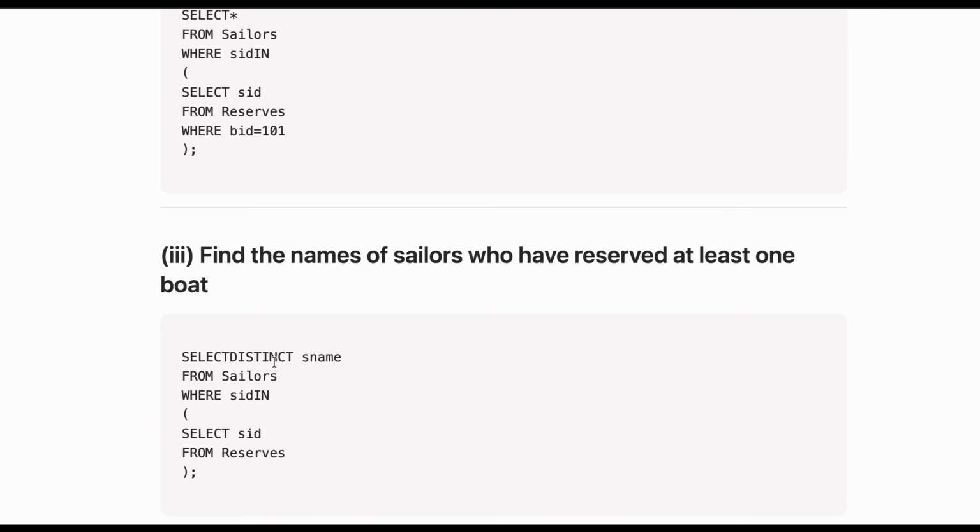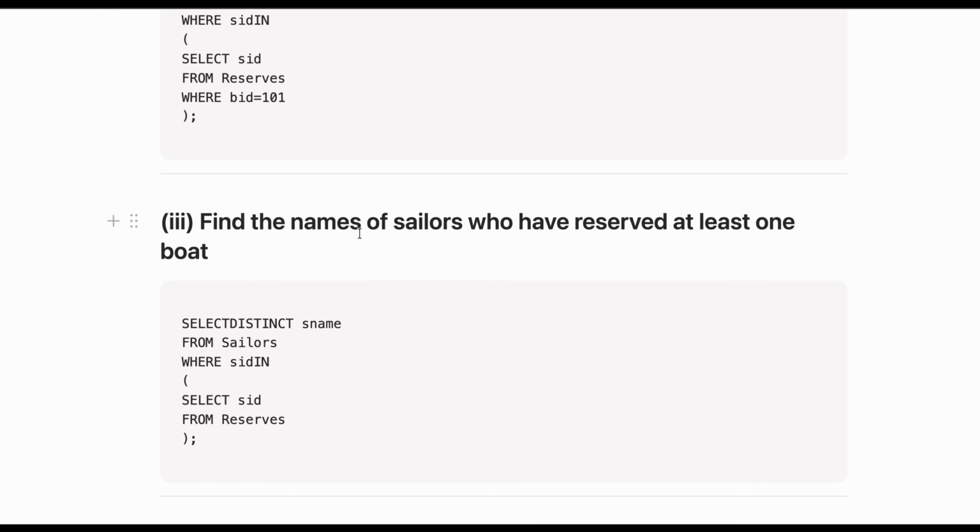Now we are moving to our third question, which is: find the names of the sailors who have reserved at least one boat. Again, the reserves table tells us which sailors have made a reservation. So first retrieve all sailor IDs from the reserves table. Then using those IDs, display the sailor names from the sailors table. Notice that we have used DISTINCT. This is because one sailor may reserve multiple boats, but we want each sailor's name only once. So like that we have to do it for the third question.